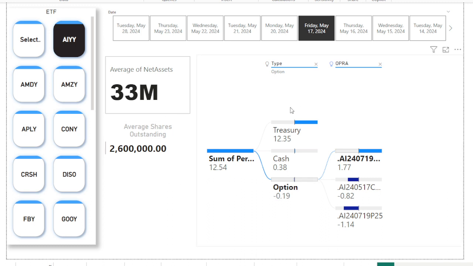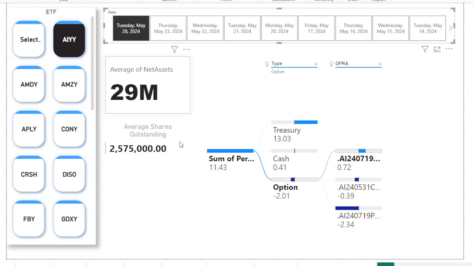Over here in the middle, you see the breakdown further. The share price is around 12,054 cents, and you can see the further breakdown by treasury, cash, and options. Down over here, I think the option part is probably the most interesting part for most people. Right now, from last week, they're collecting around 19 cents per share. If I click on the latest date, unfortunately the average net assets went down over time to 29 million, and the number of shares outstanding also decreased.